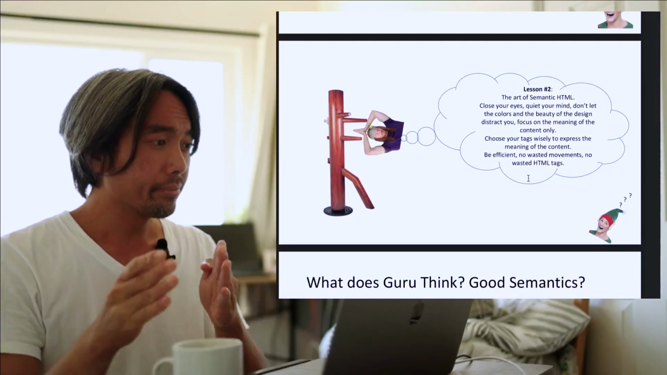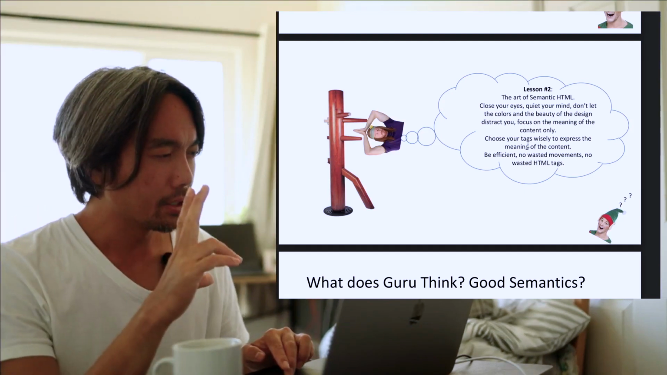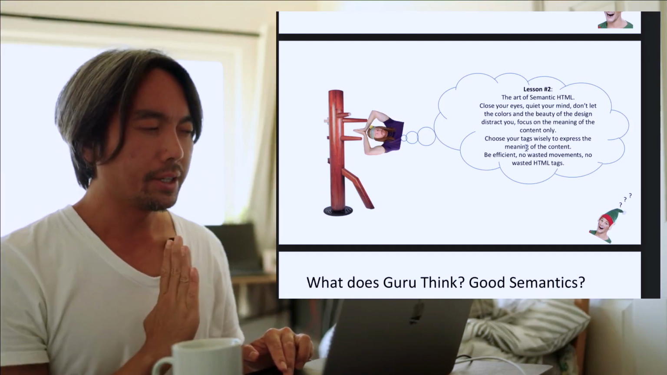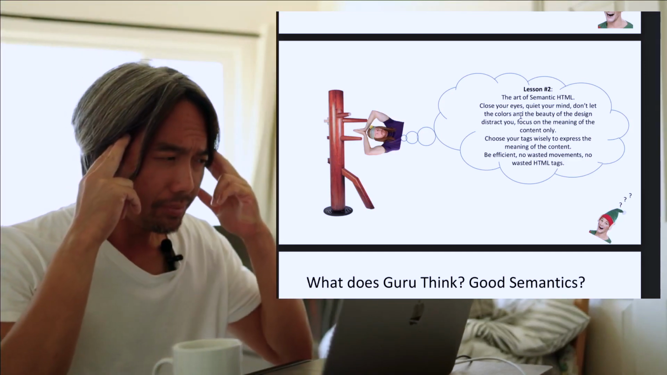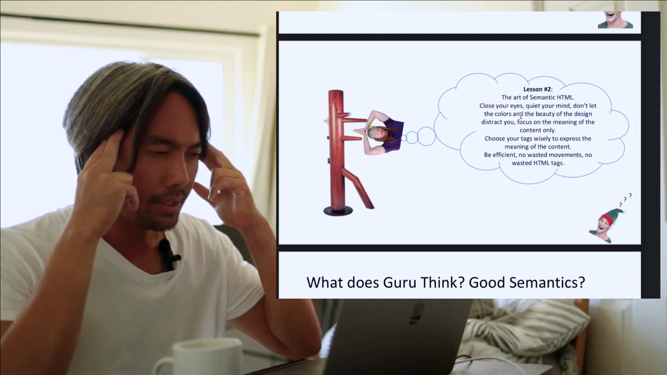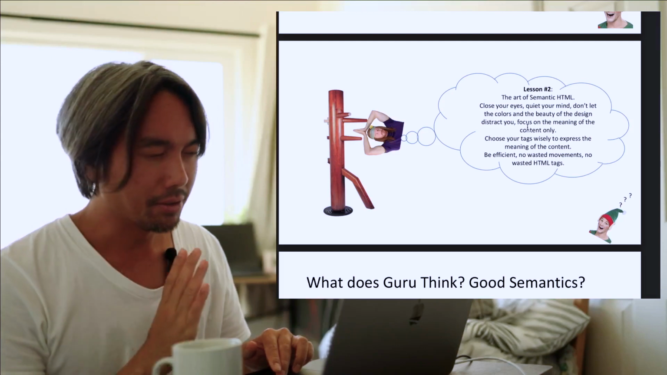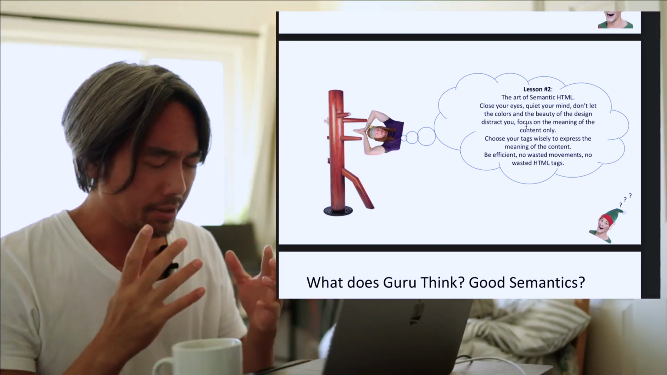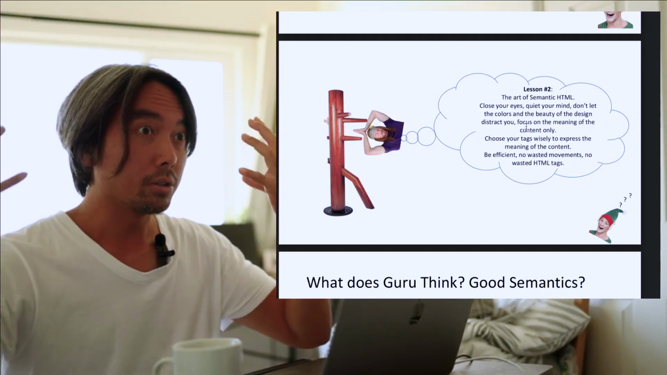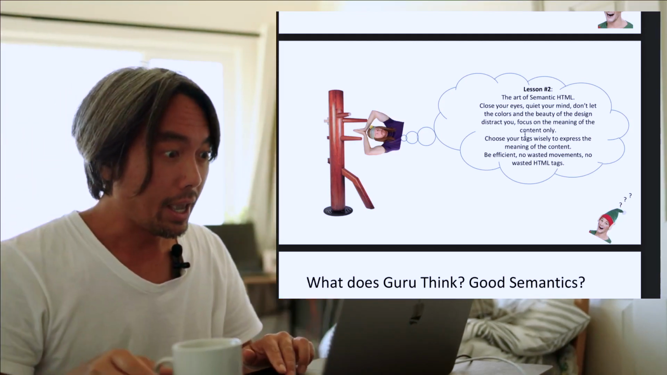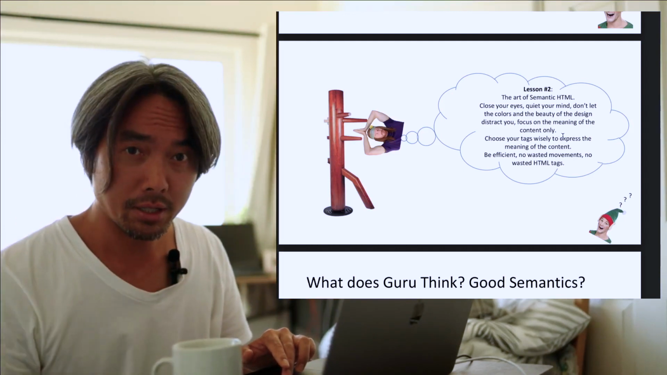Oh, a little bit of Wing Chun here. So here he's going to come out with lesson number 2. Lesson number 2, the art of semantic HTML. Close your eyes. Quiet your mind, and don't let the colors and the beauty of the design distract you. So a little kung fu lesson here. He's saying, just let your mind settle, and don't let the colors of the world distract you, and focus your attention only on the meaning of the content.